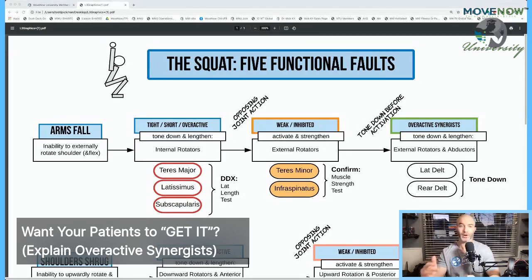I wanted to go through and talk about something that I think will be really helpful for you with your patients. If you want your patients to get it, sometimes you have to explain some of the clinical stuff. You got to take an unfamiliar principle and make it familiar, connect the dots for them so they have an aha moment.